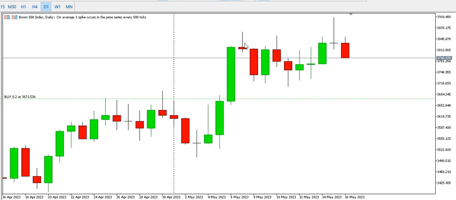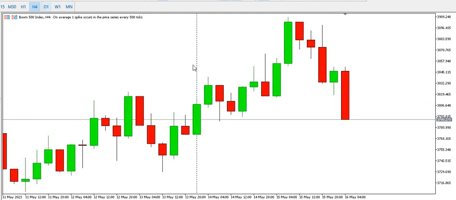We had one formed here, but it was invalidated, and price broke the structure, but it's more like a fake out, turning out to be a fake out. We might possibly see price retracing. But let's keep our fingers crossed and continue to monitor Boom 500 index.